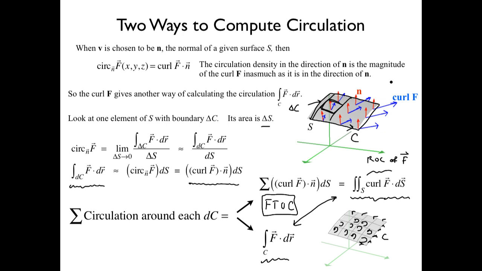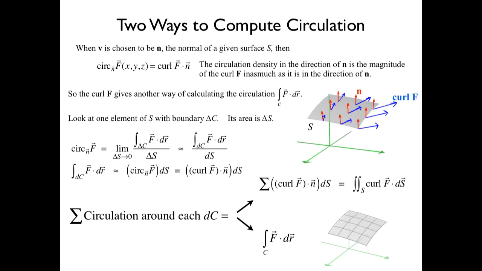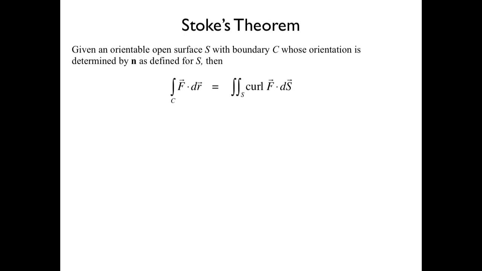Okay, questions on this slide? Okay, so this is what Stokes' theorem is. Given an orientable open surface S with boundary C, whose orientation is determined by N as defined for S, then the circulation around the boundary is the same as the sum of all the little circulation on the inside.